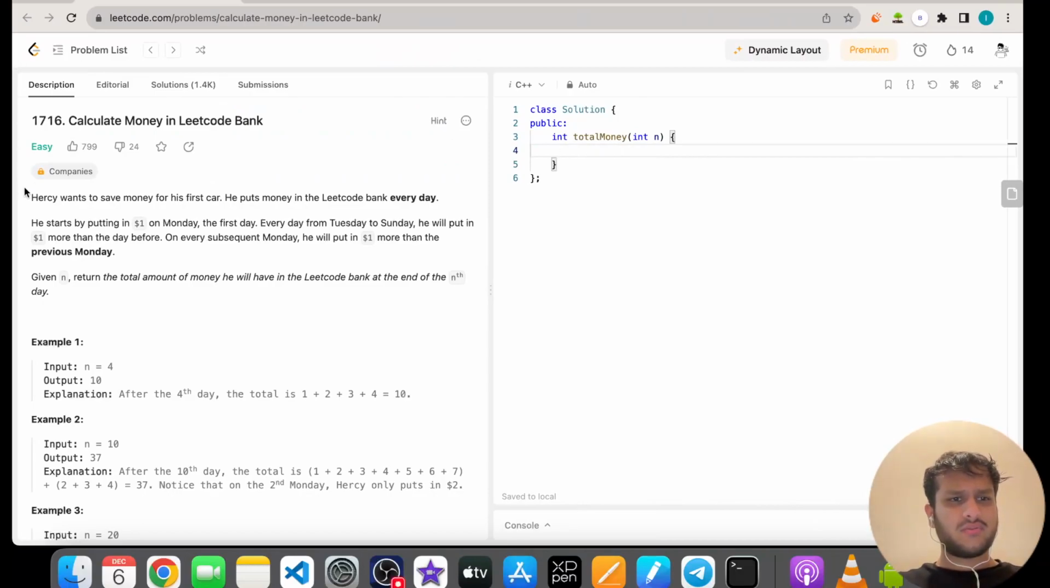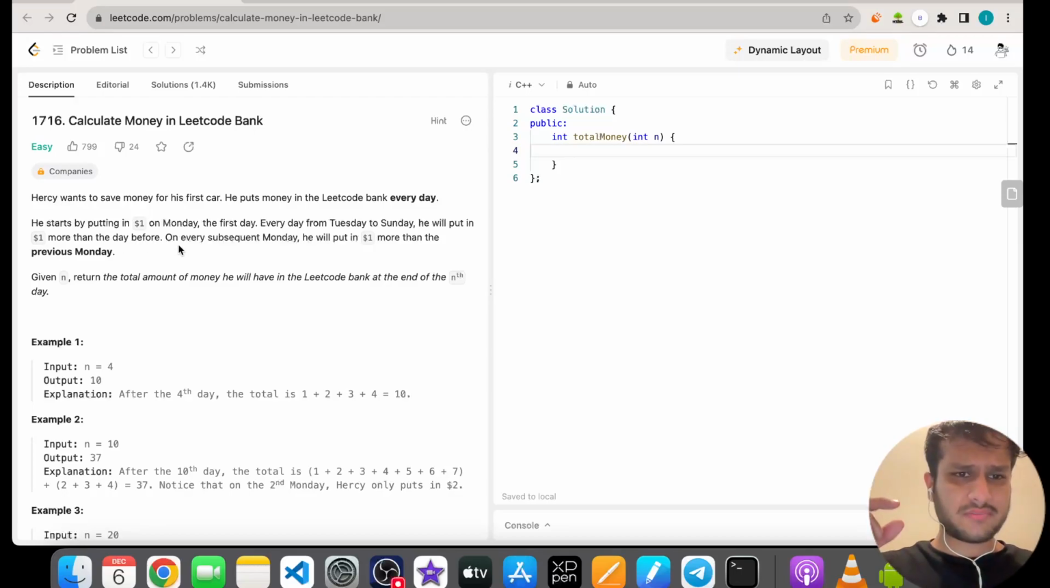So Hersey wants to save money for his first car. He puts money in LeetCode Bank every day. He starts putting $1 on Monday, that is on the first day, and then every Tuesday to Sunday he'll put $1 more than the day before. So on every subsequent Monday he'll put $1 more than the previous Monday.